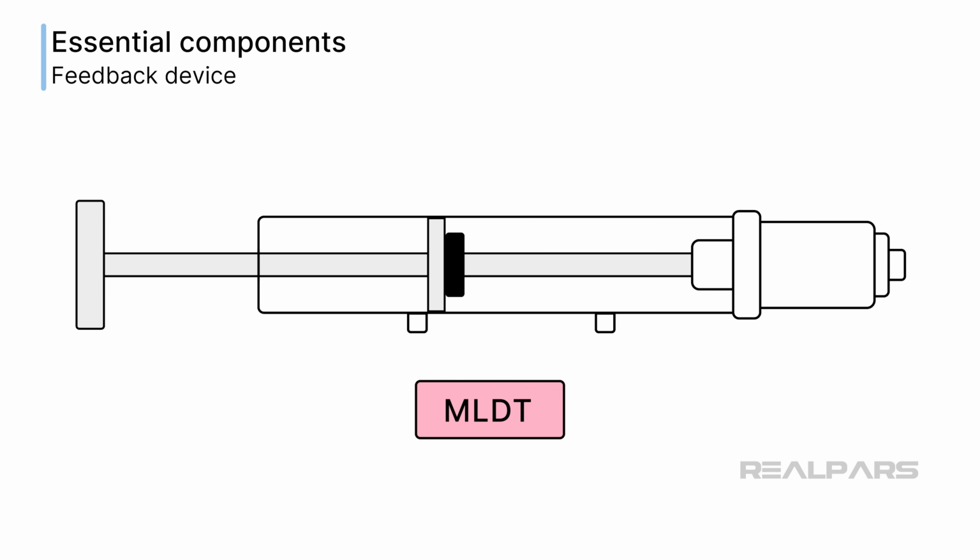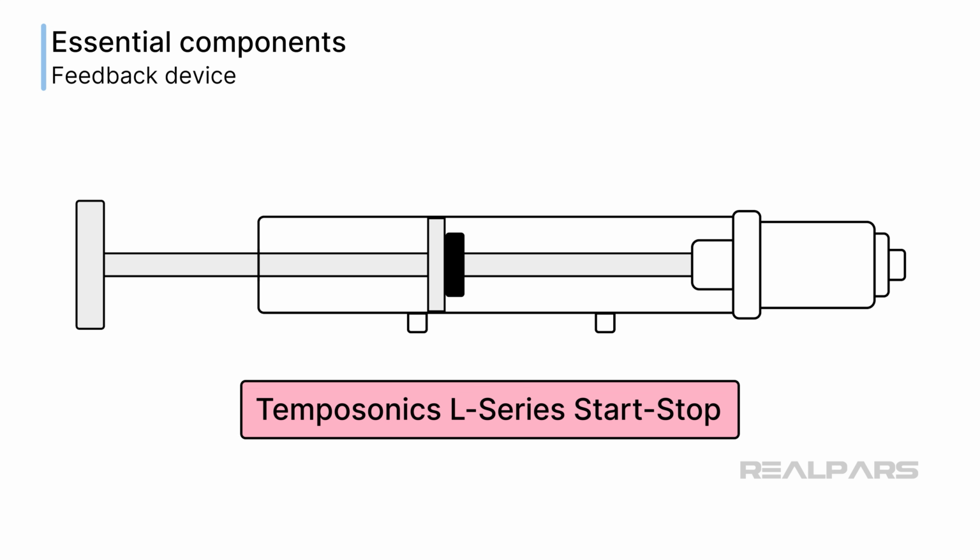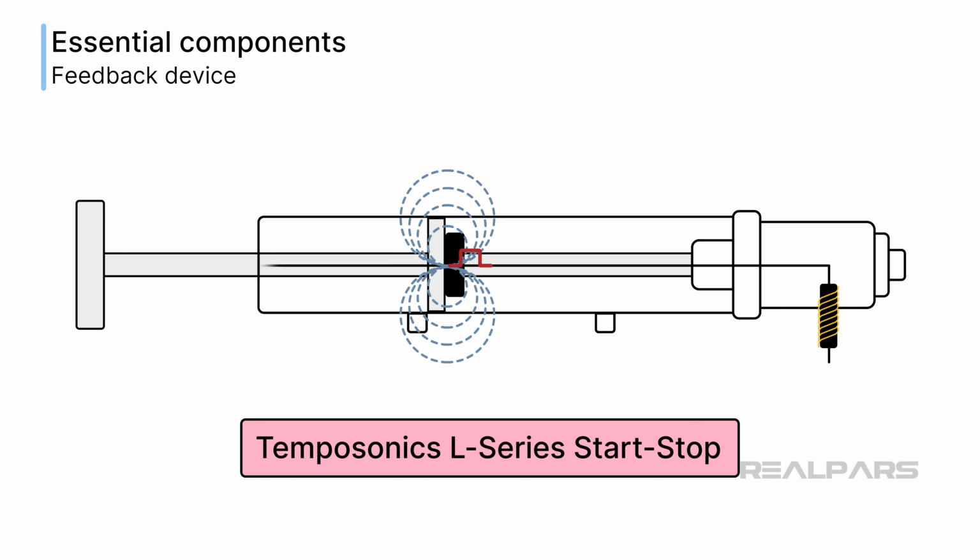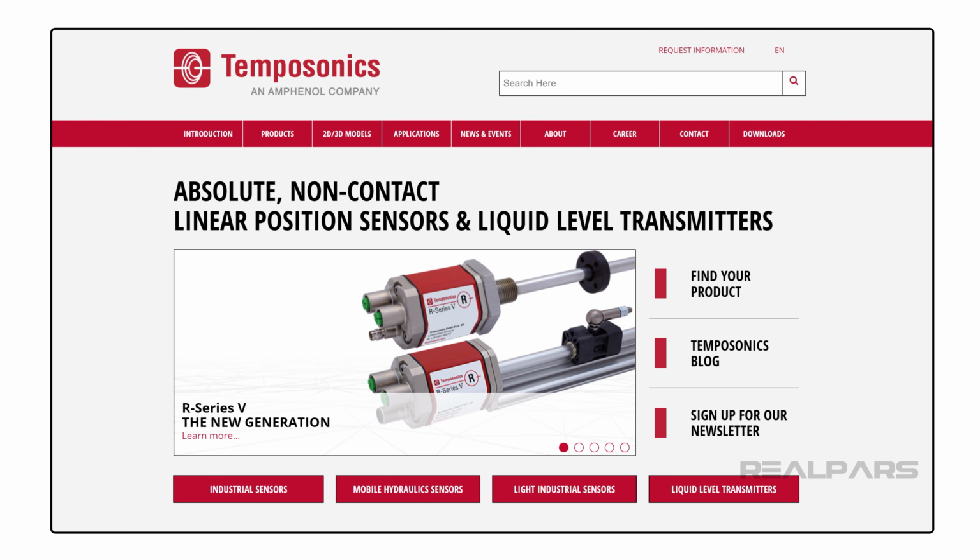A commonly used MLDT in the sawmill industry to determine position and speed is the Temposonic L-Series start-stop. An MLDT works based on the principle of magnetostriction, which is the property of certain ferromagnetic materials to change their shape or dimensions in a magnetic field. The Temposonic website is an excellent source for more detailed information.